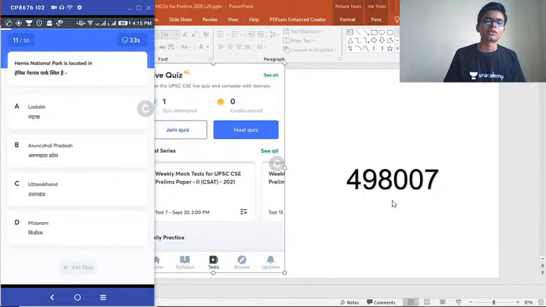Question number 11. Hemis National Park is located in where? Ladakh, Arunachal Pradesh, Uttarakhand, Mizoram. Hemis National Park.